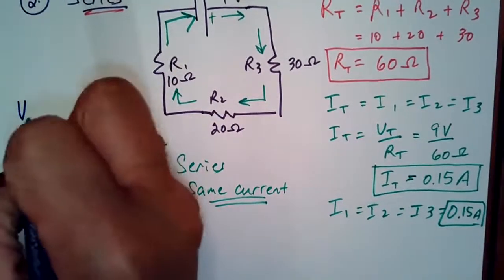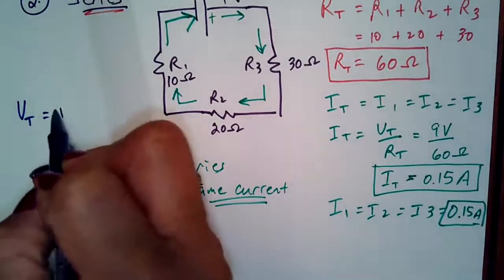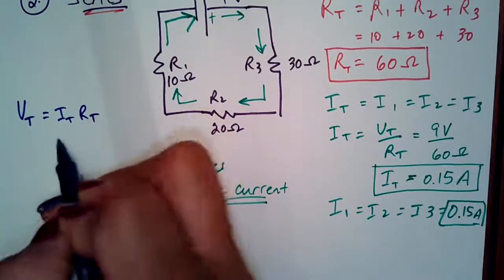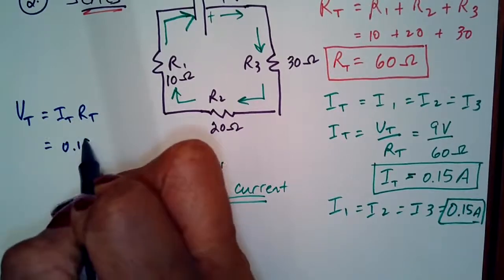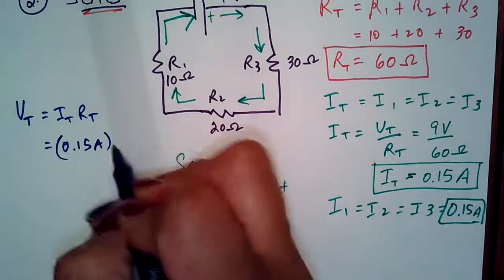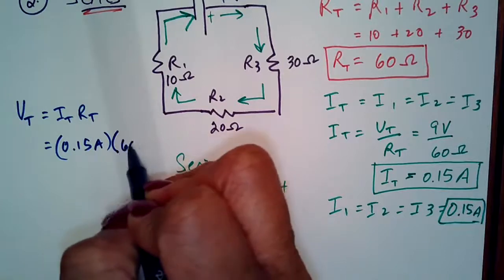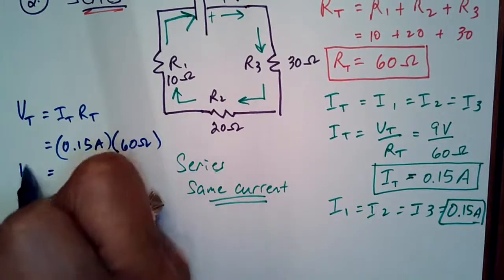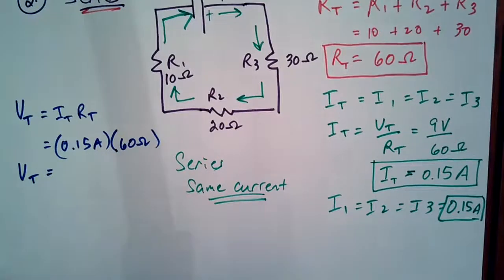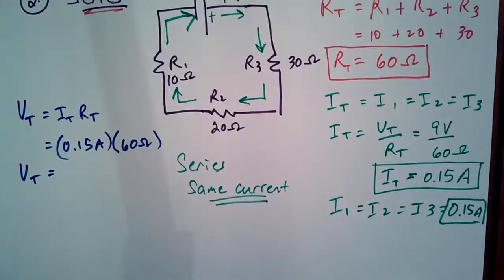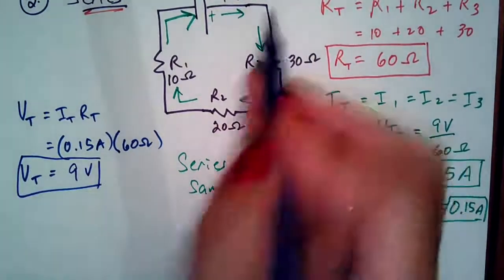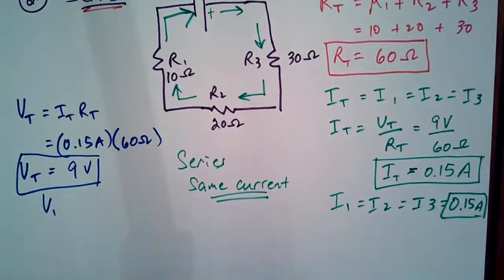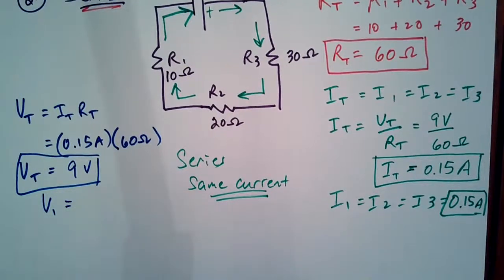So now we can calculate the total voltage is IT times RT. The total current is 0.15 amps and the resistance is 60 ohms. So, we know this is 9 volts. So I'm just going to check. It actually works out to be 9 volts, but we knew that. We knew that the total voltage is given. So what I'm actually calculating here is the individual voltages.